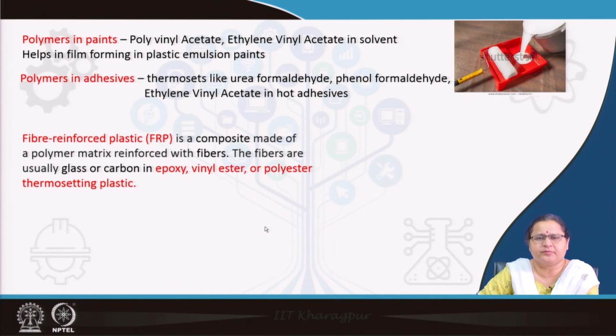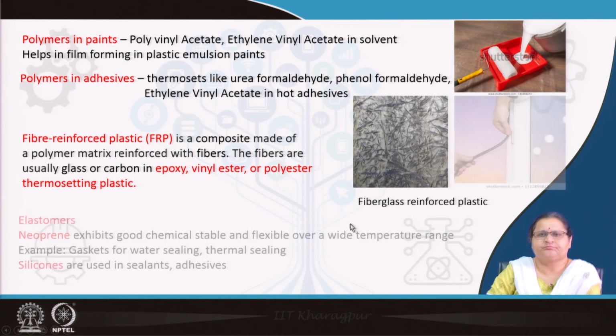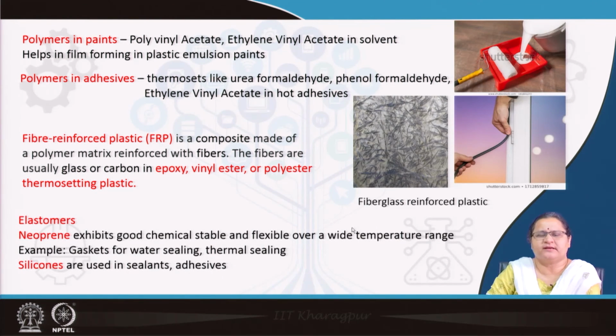We find thermosets in the FRPs, that is the fiber reinforced plastics. So, where glass fiber is being reinforced, the plastic which is used is a thermoset. We have epoxy, vinyl ester or polyester as the thermosetting plastic. Besides FRPs, we have elastomers, which was the last item in the list. We have neoprene, we have silicones.